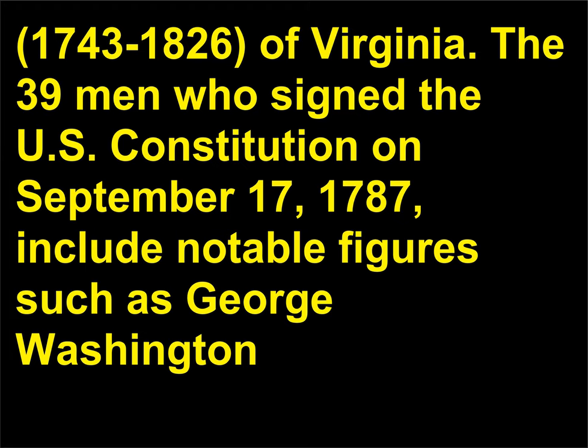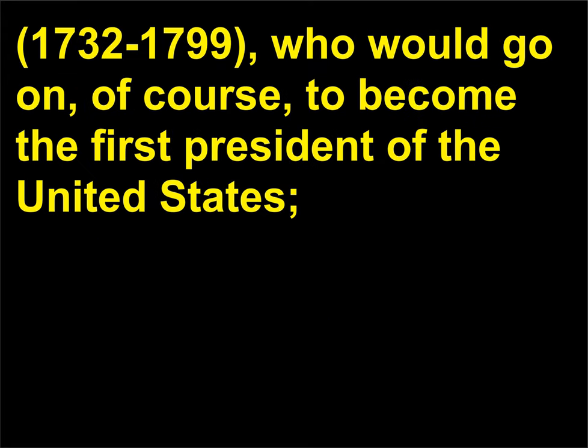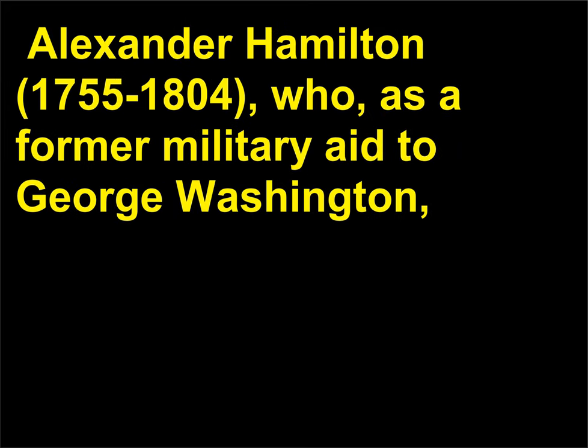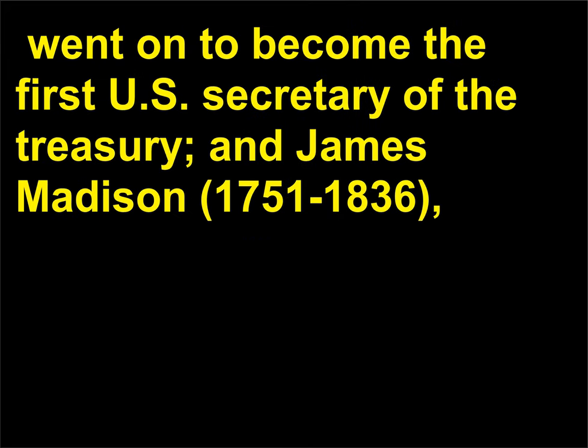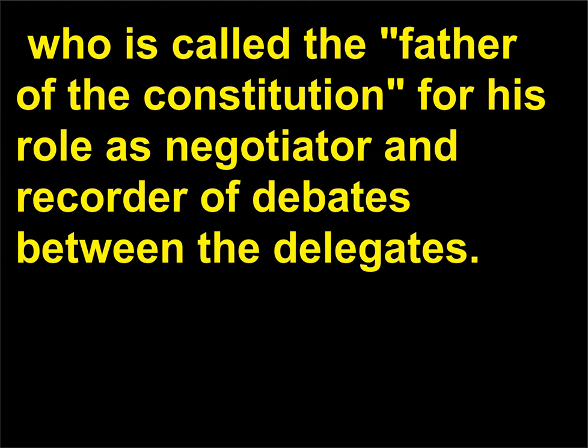The 39 men who signed the U.S. Constitution on September 17, 1787, include notable figures such as George Washington, 1732-1799, who would go on, of course, to become the first President of the United States. Alexander Hamilton, 1755-1804, who, as a former military aide to George Washington, went on to become the first U.S. Secretary of the Treasury, and James Madison, 1751-1836, who is called the father of the Constitution for his role as negotiator and recorder of debates between the delegates.